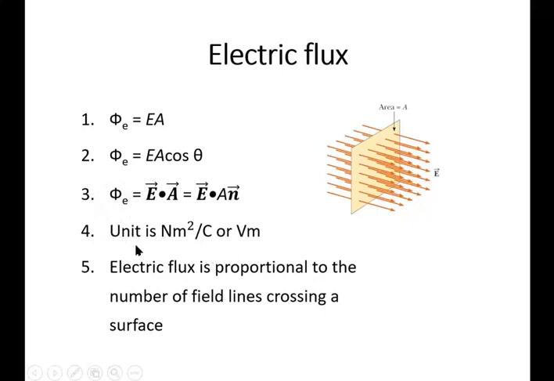What I also want you to keep in mind is that the unit for electric flux is Newton meter squared per coulomb. If we are using the SI units, then it will be the Newton meters squared per coulomb, or simply put, volts meter. Electric flux is proportional to the number of field lines crossing a surface. This will be a simple understanding that you can keep in mind.